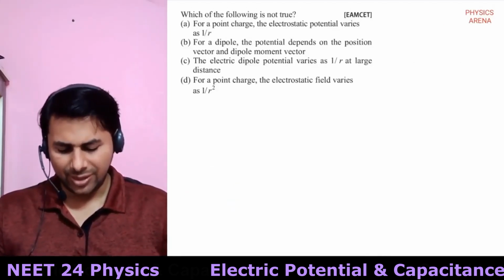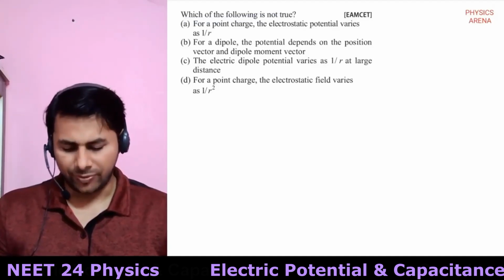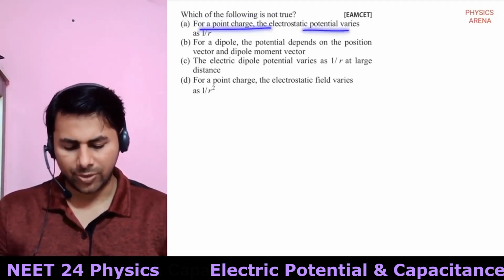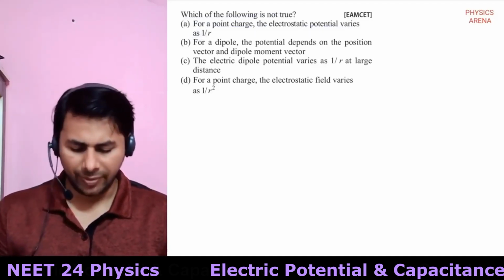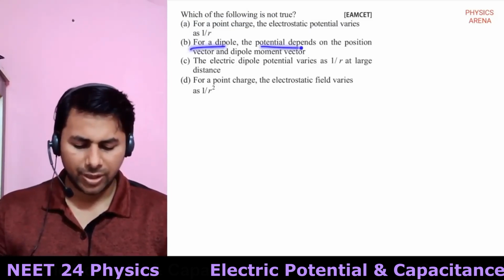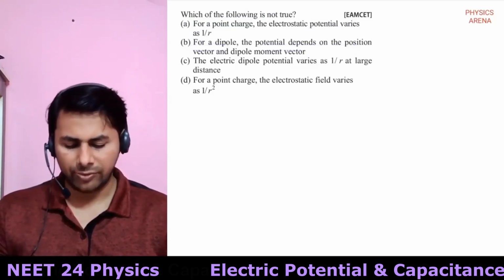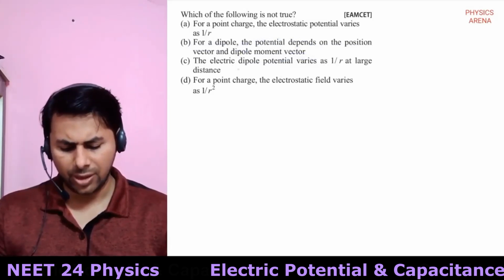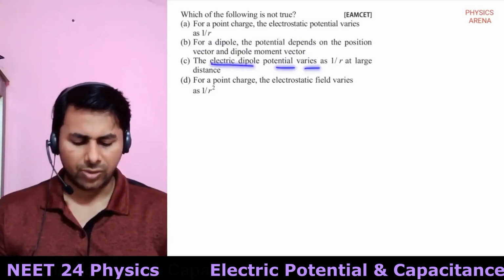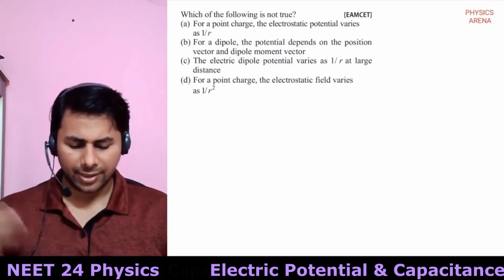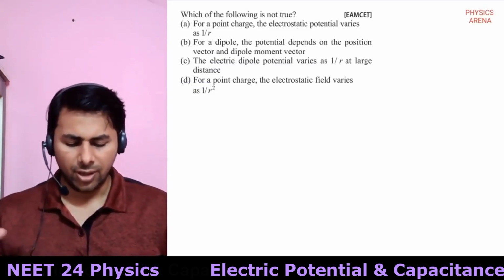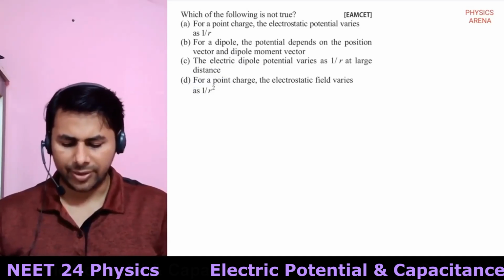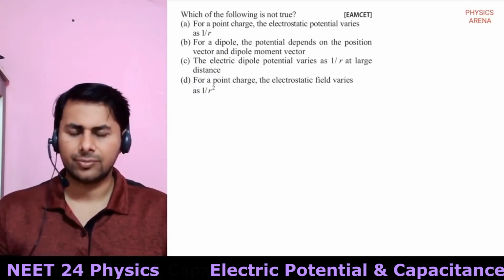Then let's see the next one. Which of the following is not true? For a point charge, the electrostatic potential varies as 1 by r. For a dipole, the potential depends on position vector and dipole moment vector. The electric dipole potential varies as 1 by r at large distance. For a point charge, the electrostatic field varies as 1 by r square. Tell me.